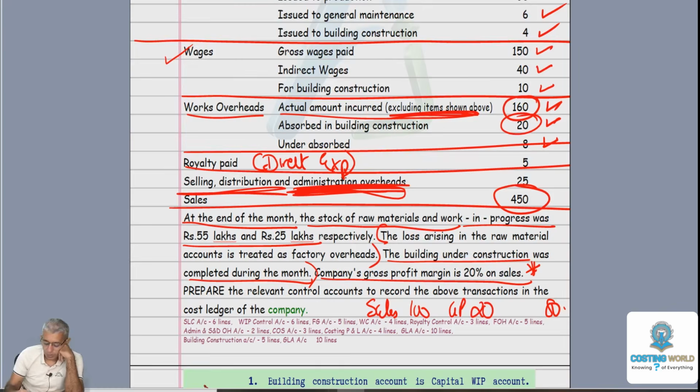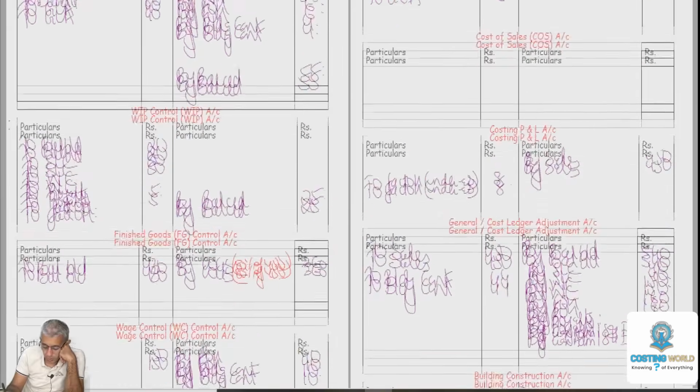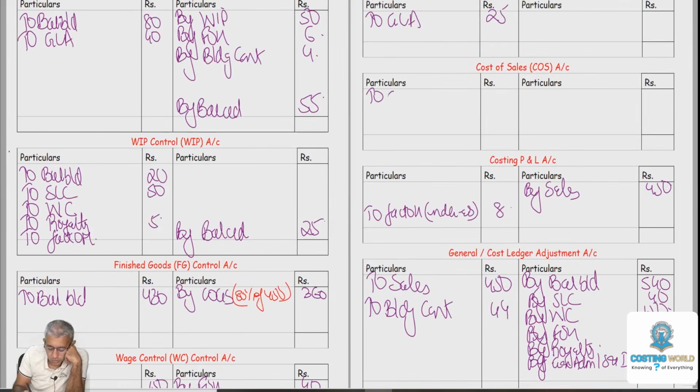Okay, so now come back. We have got COGS also now. On the finished goods account, credit side, write down by COGS, and write down 80% of 450. That comes to how much, beta? 360. And from here you take it to cost of sales, no? To COGS.